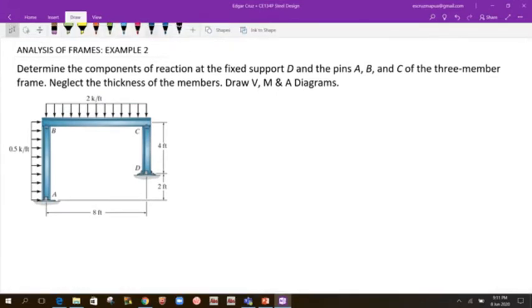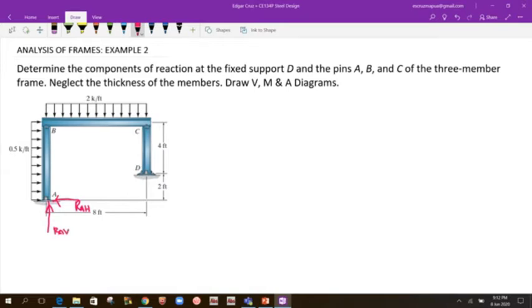Okay, so let us identify first the reactions of this frame. For support A, since this is a pin or hinge support, we expect to have a vertical reaction and a horizontal reaction. So let me call this RA horizontal, and this is RA vertical.